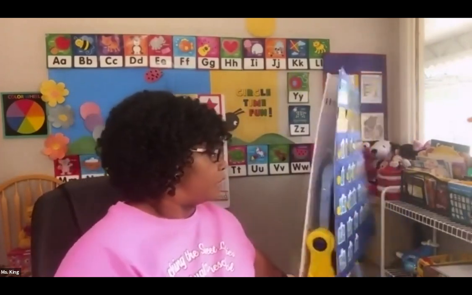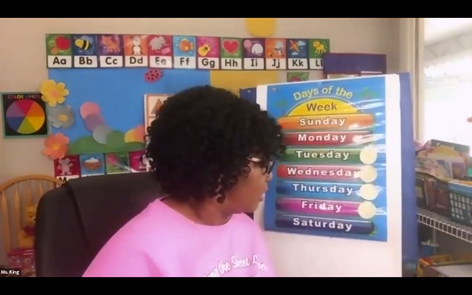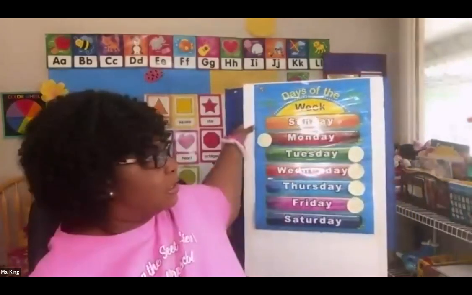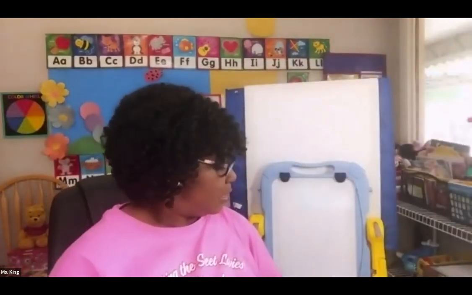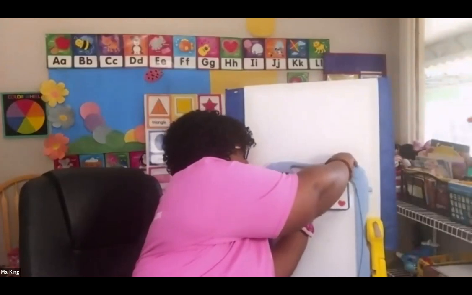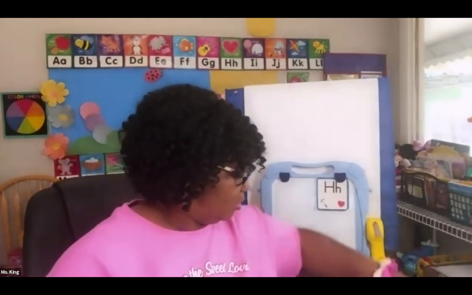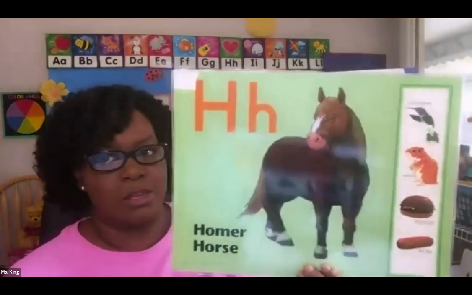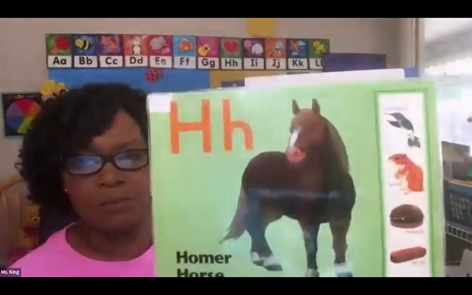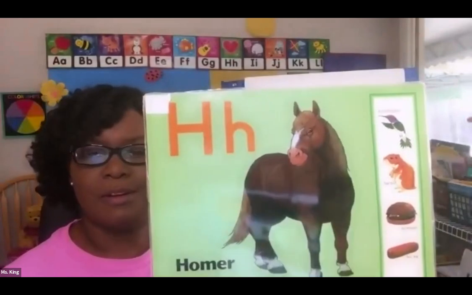All right, let's take this down and put up the letter H on the board. H, H, H. It's the letter H. Now, let's find some other words that begin with the letter H. Let's take out our big H card. H is for, what's the animal on there?